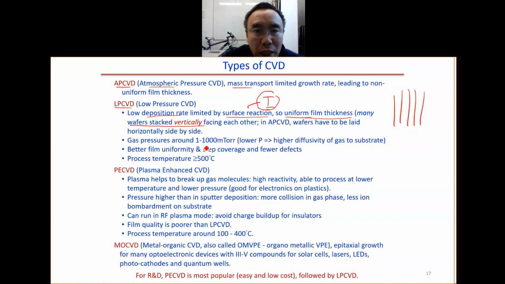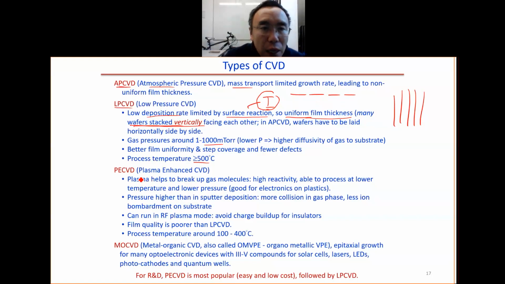Low pressure is normally under 1 torr, so the film quality and step coverage are better. Temperature is usually higher than 500 degrees. The main advantage for this one is that the wafers stack vertically, so we can deposit many wafers at the same time. But for the APCVD, the wafers have to be side by side like this, so we cannot put so many wafers in APCVD.